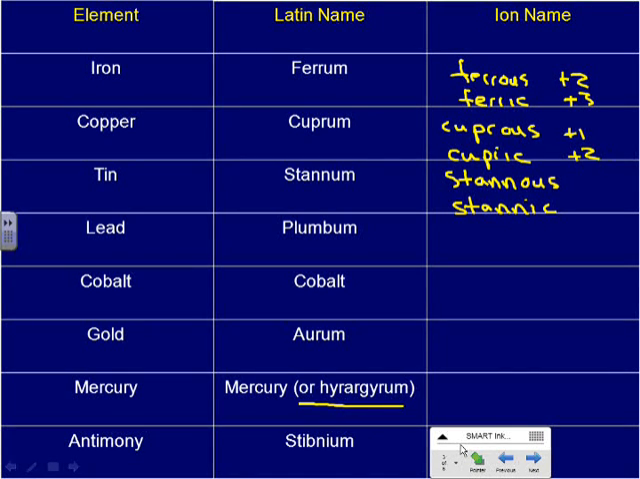Okay, let's continue. What are my 2 numbers for tin? 2 and 4. So stannous is low, plus 2, plus 4.